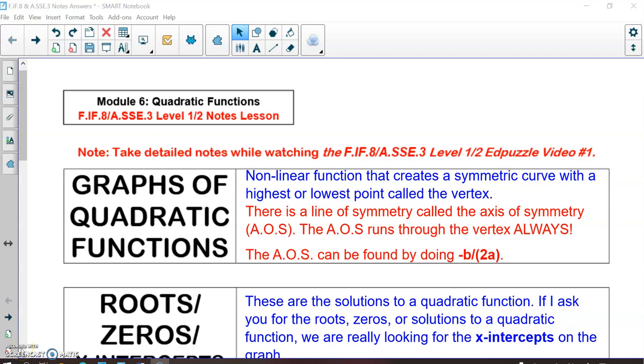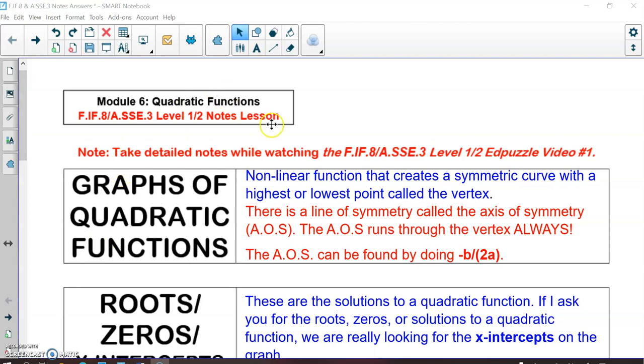Okay, so we have the combined level 1 and 2 for this standard. If you are able to do only 3 of the things that I'm asking within this standard, then you are at a level 1. But if you're able to do all of the things that I'm asking, there are 5 of them, then you would be at a level 2. And so we're going to get started.